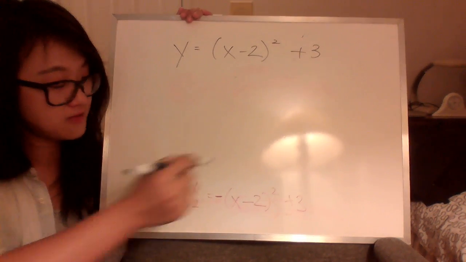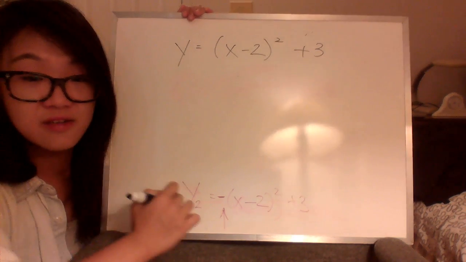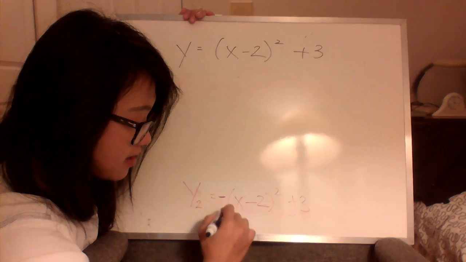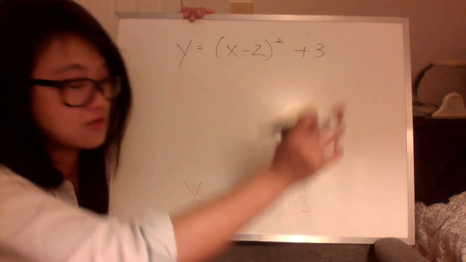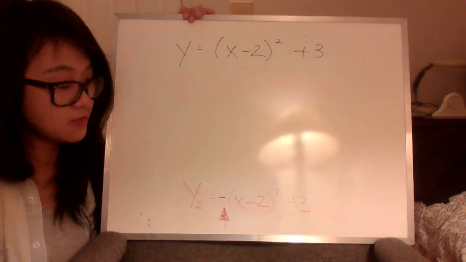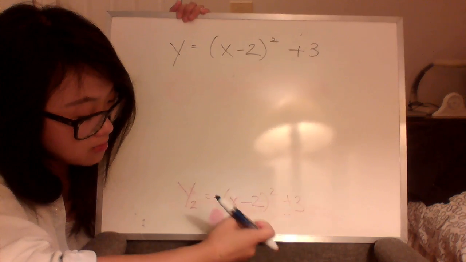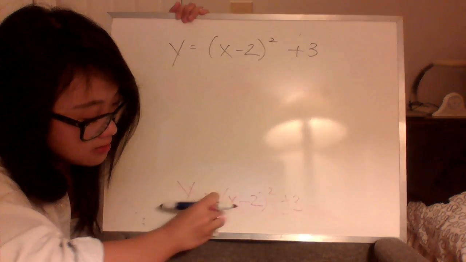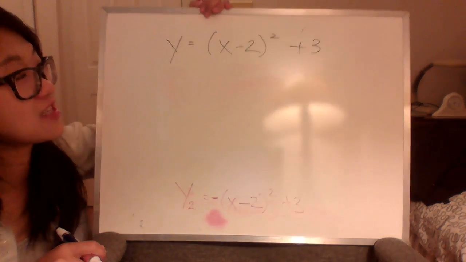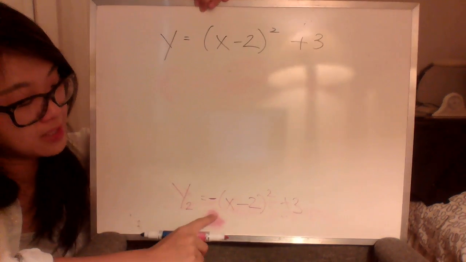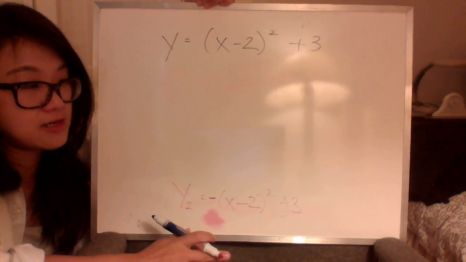So you're thinking to yourself, since the only thing that happened is this negative, you realize that since the only thing that happened is that negative, you think, oh, and pink is worse. Now I know. Now you can see it better. So this negative means that there is a reflection. And we said that reflection is in the x-axis.